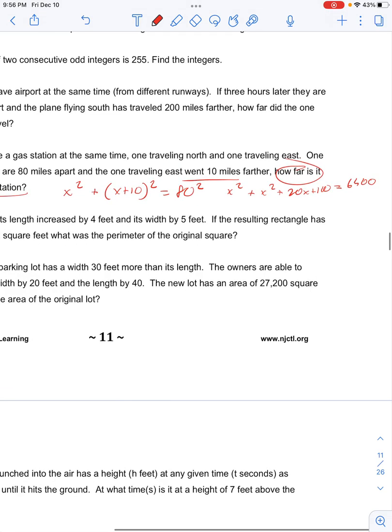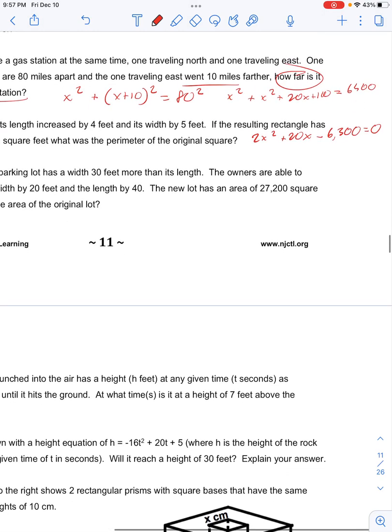So I have 2x squared plus 20x minus 6,300 is equal to 0. I'll just move the 6,400 to the other side. And if we divide by 2, the problem doesn't become much easier. I think just the easiest way, instead of factoring here, would just be to use the quadratic formula.